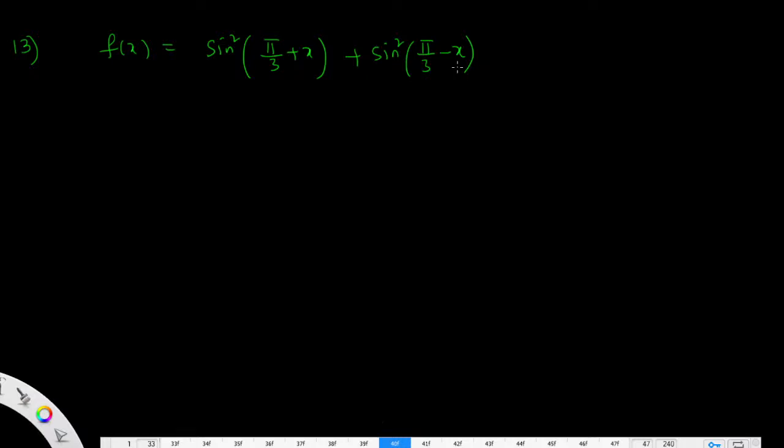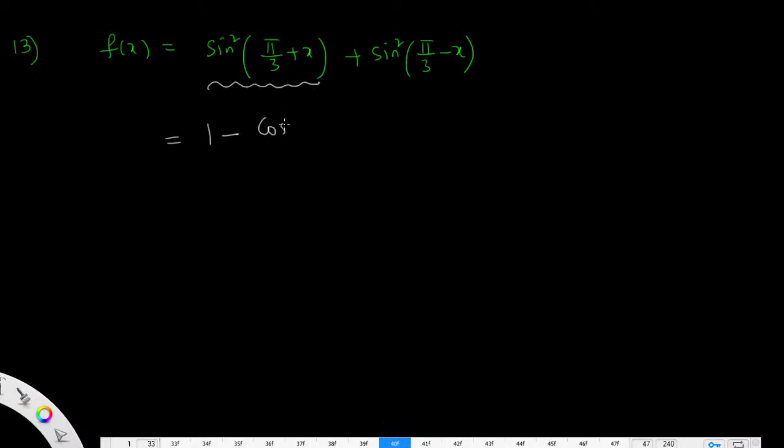So it is not directly in the formula form. The formula is sin of (a plus b) into sin of (a minus b), that is sin square a minus sin square b, or cos square b minus cos square a, or else cos of (a plus b) into cos of (a minus b), which is cos square a minus sin square b. But it is not in the proper order, so let us simplify it and convert it for our convenience to get the formula.